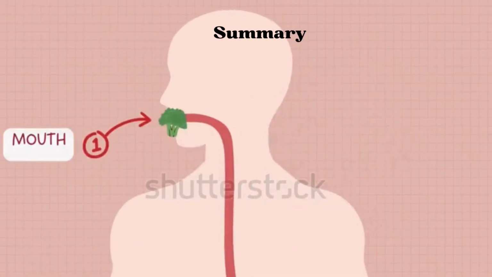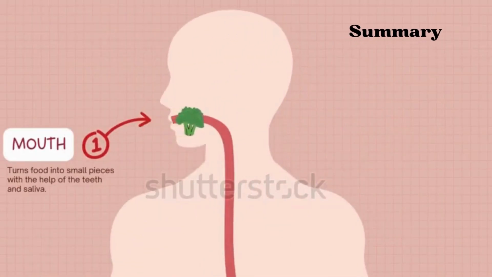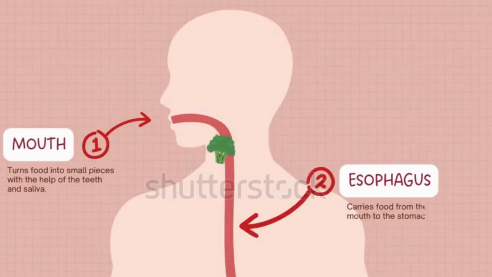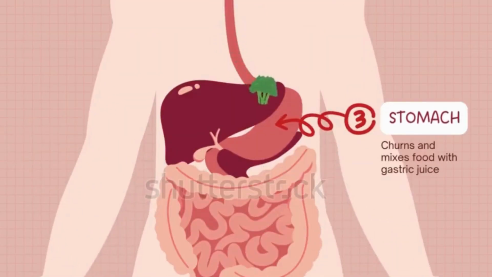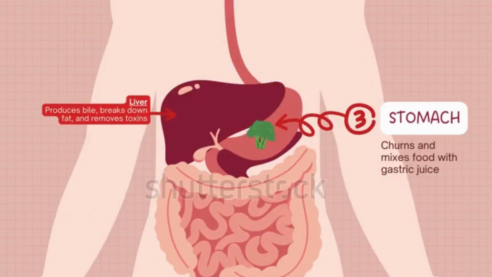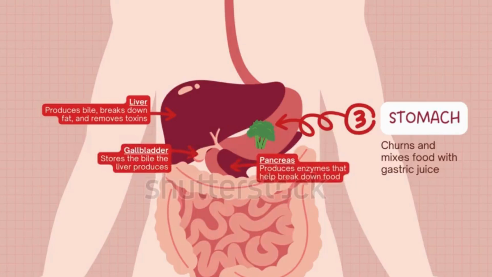Summary. One, mouth turns food into small pieces with the help of the teeth and saliva. Two, esophagus carries food from the mouth to the stomach. Three, stomach churns and mixes food with gastric juice. Liver produces bile, breaks down fats, and removes toxins. Gallbladder stores the bile the liver produces. Pancreas produces enzymes that help break down food.